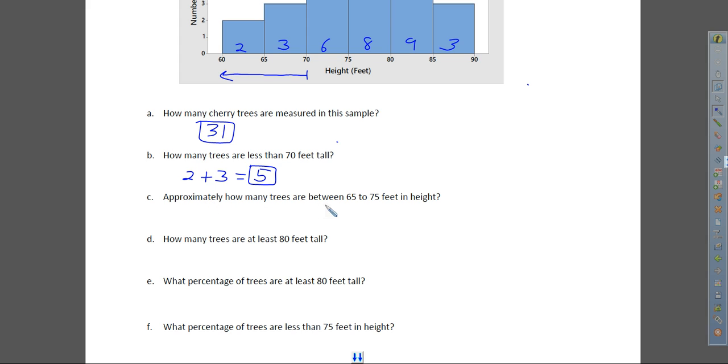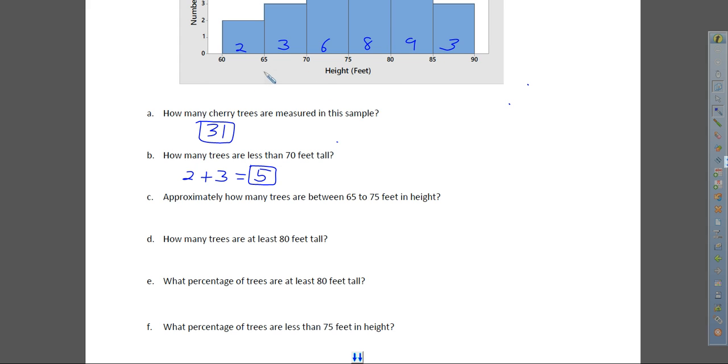Approximately how many trees are between 65 to 75 feet in height? Remember, if you feel comfortable with this, pause it and work through these problems. I'm going to continue through. So approximately how many trees are between 65 and 75?